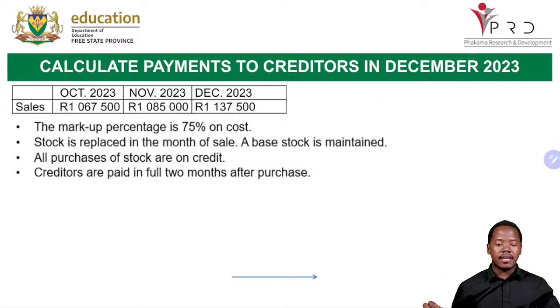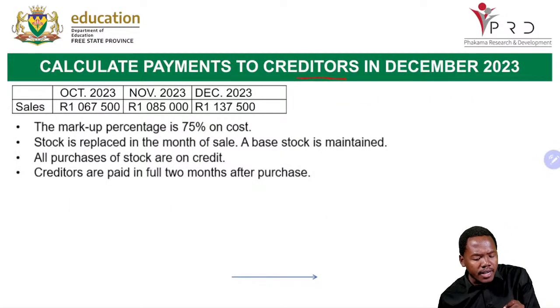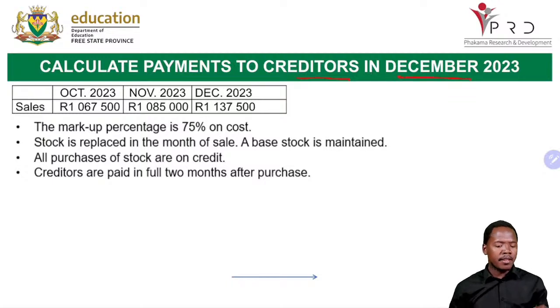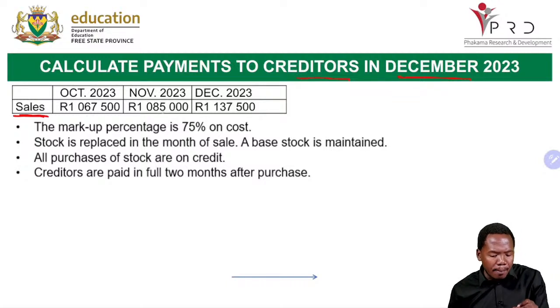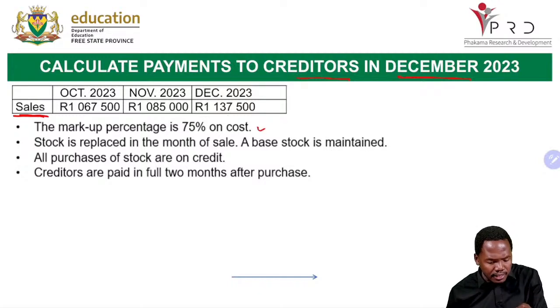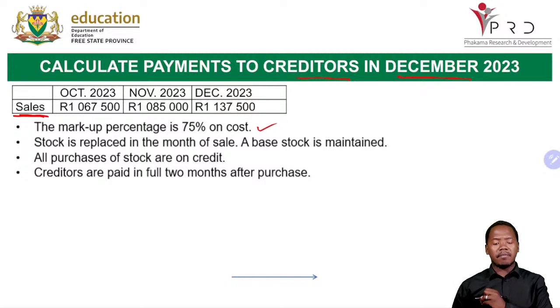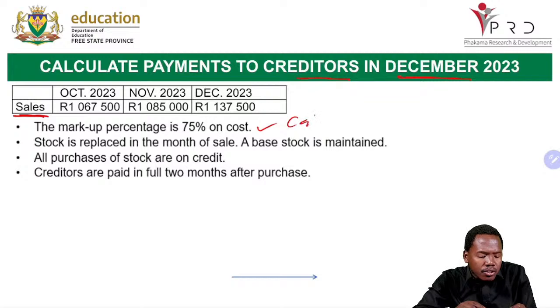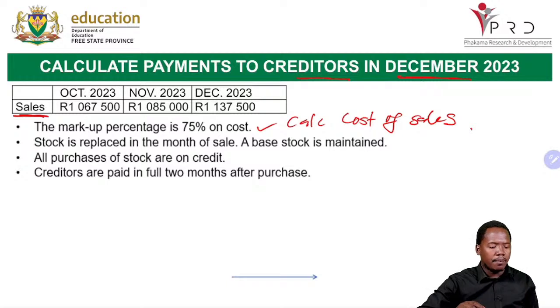Right, next part, calculate the payments to creditors in December. Now, let's look at the information given to us. We are given the sales amount for October, November, December. Now, when are we paying our creditors? They said here, the markup is 75%. Why are they giving us this? So that we can calculate cost of sales. That's why you are given this information.